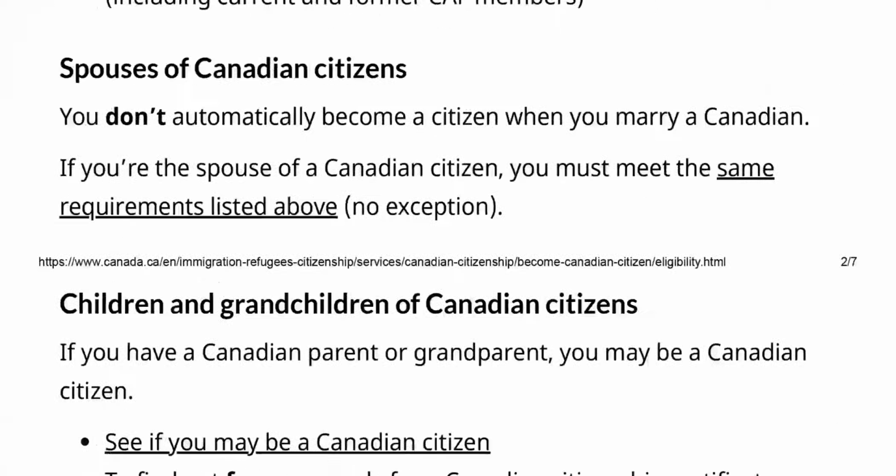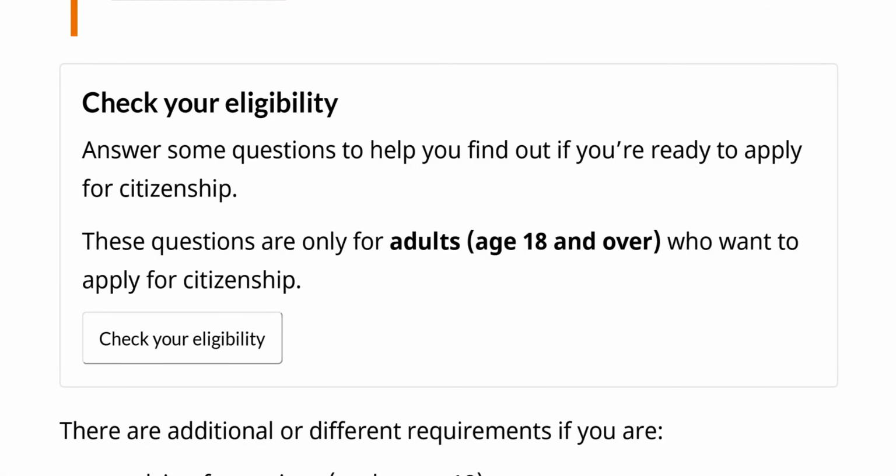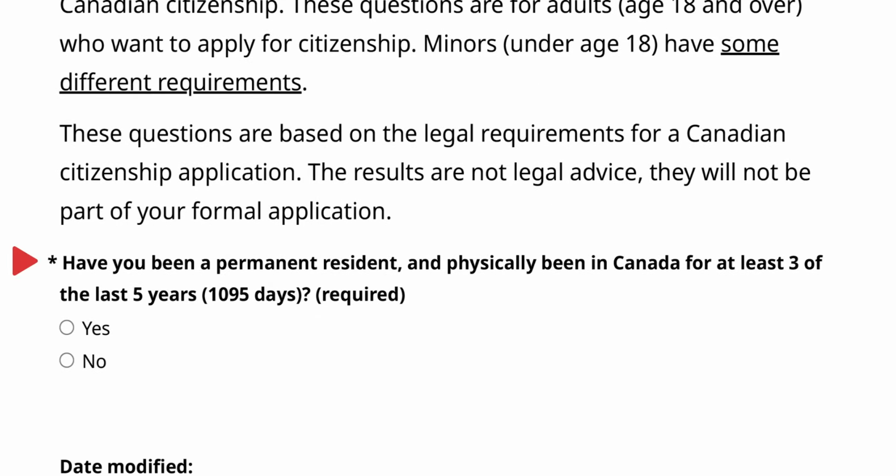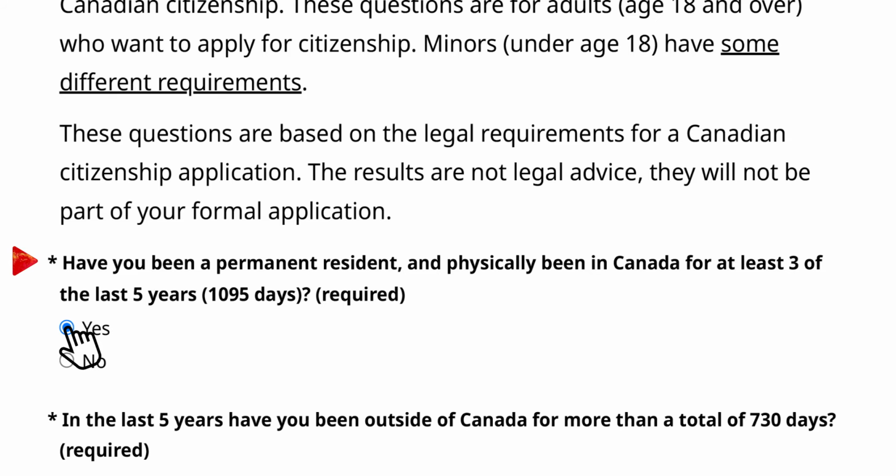Citizenship checklist. Once you understand all the eligibility criteria, this is the time to check your eligibility status. Before you apply for Canadian citizenship, you must check to see if you are eligible. These are a few questions that can help you determine whether or not you meet the requirements to apply for citizenship. Have you been a permanent resident and been physically present in Canada for at least 3 of the last 5 years, or 1,095 days? Yes or no? You must tick yes if applicable.